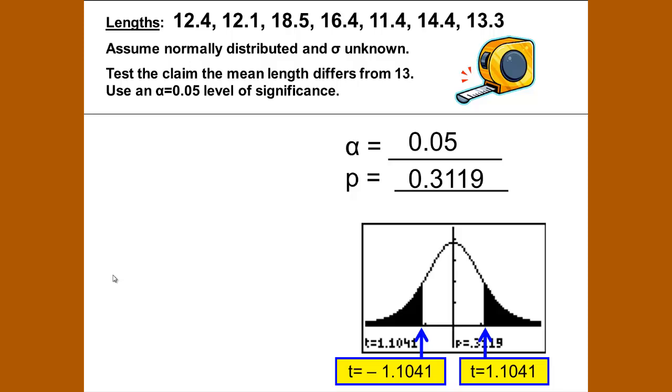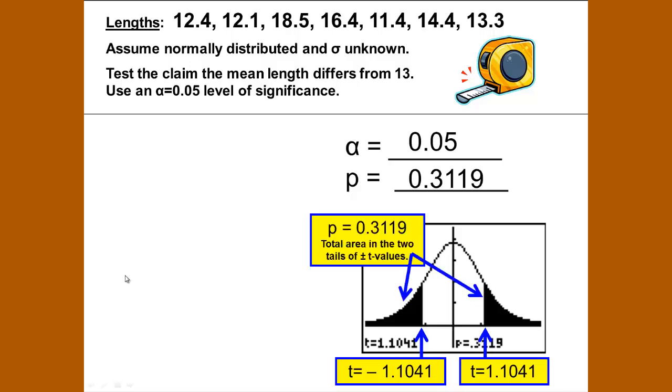And we have a positive 1.1041 and a negative 1.1041 for our t-values. And since it's different from, that will be a left and right shaded area. And the total area in those two tails, again, is the 0.3119.